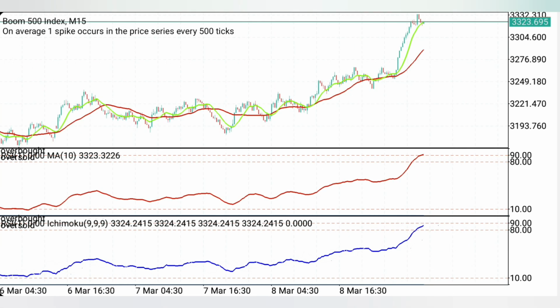And then apart from that, ladies and gentlemen, I have also gone further and added some moving averages on the main chart. As you can see here on the main chart, we have the green and then the red.